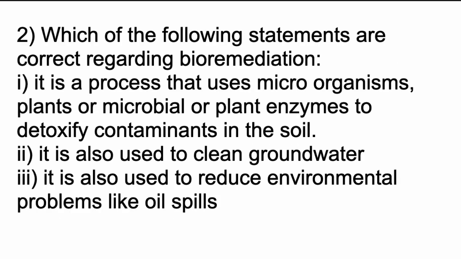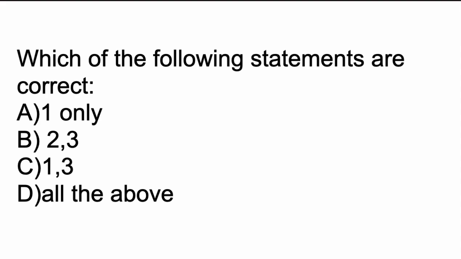Coming to the second one, which of the following statements are correct regarding bioremediation? The first statement is it is a process that uses microorganisms, plants or microbial or plant enzymes to detoxify contaminants in the soil. Second, it is also used to clean groundwater. Third, it is also used to reduce environmental problems like oil spills. Option A, 1 only; B, 2 and 3; C, 1 and 3; and D, all the above.